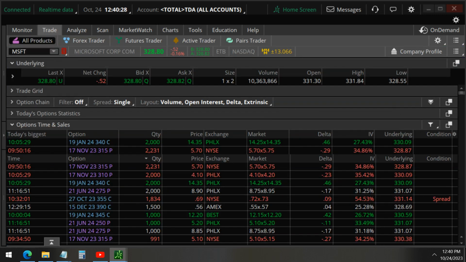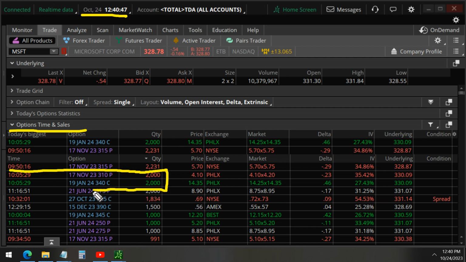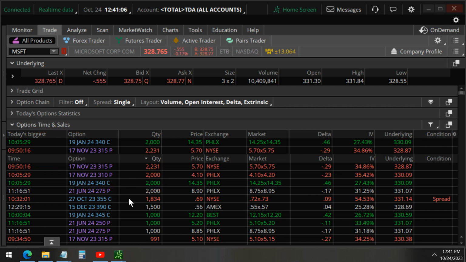Here we have the options time and sales tape for today. The most unusual options so far, as of the current time at 12:40, are these 2,000 here. These 2,000 are selling the 310 strike puts and buying the 340 strike calls. This, as you may know, is a bullish trade.